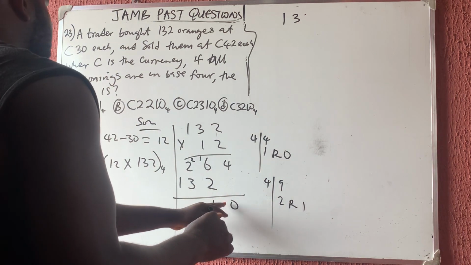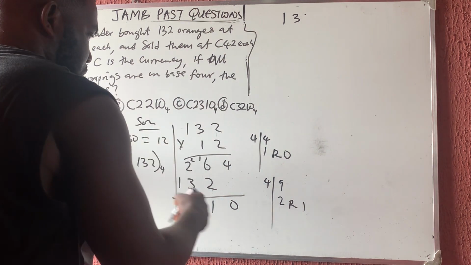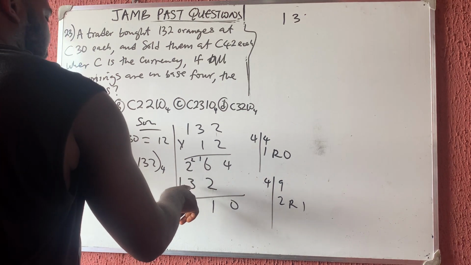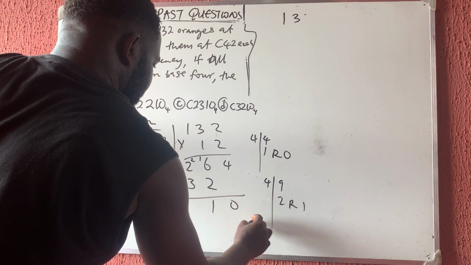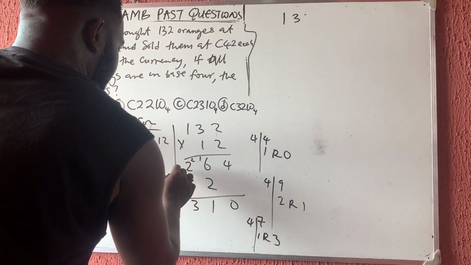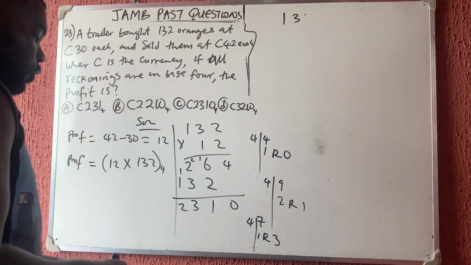Is there anything like 1 0 0 1? Option C. Okay, we have other ones. So I carry 2 here. 2 plus 2 is 4. 4 plus 3 will give you 7. 7 divided by 4 will give you 1 remainder 3. So I have 3, carry that 1 here. So I have 2. So 2 3 1 0. Option C is very, very correct.